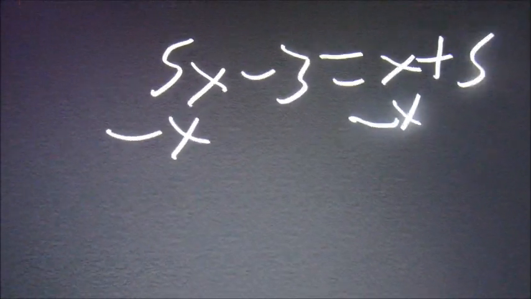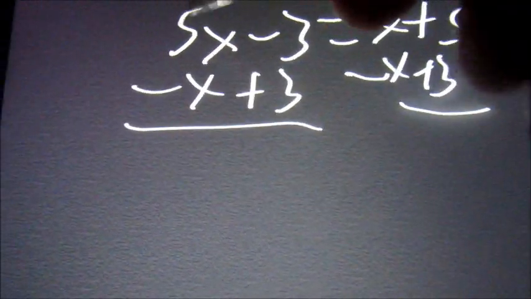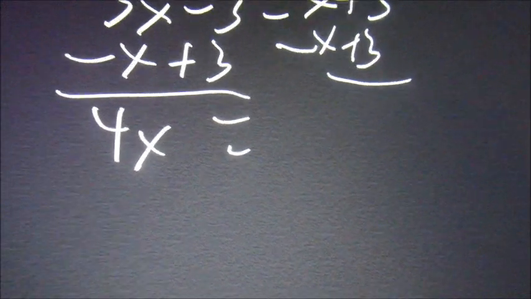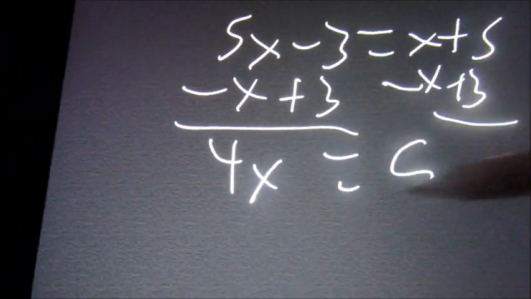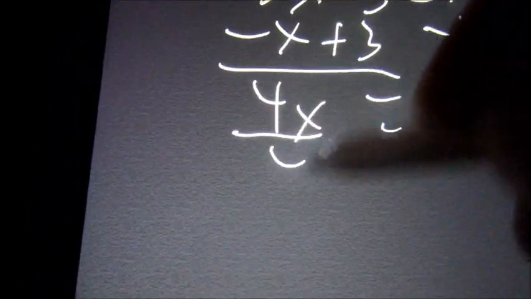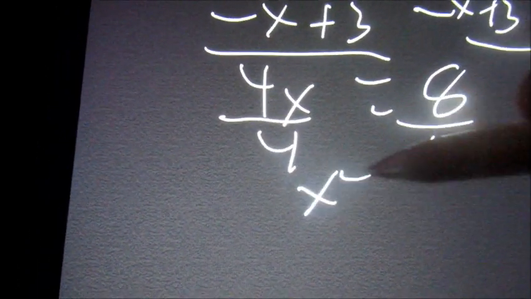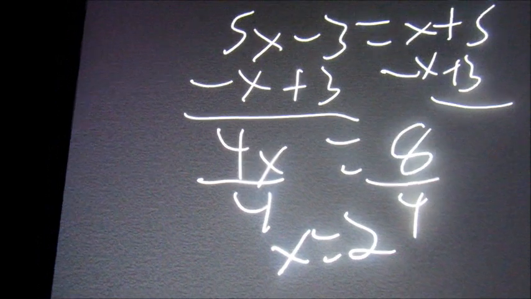And if I'm going to move my x's to the left, I need to move my numbers to the right. So that means I'm going to add 3. So 5x minus 1x is 4x equals x minus x is 0. 5 plus 3 is 8. Divide both sides by 4. And x equals 2.